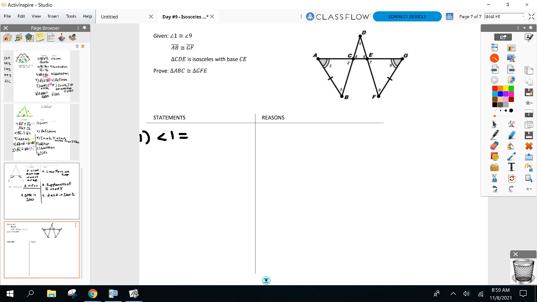Angle 1 is congruent to angle 9. And I even marked it for you. Nice. 1 and 9. I even marked AB congruent to GF. And triangle CDE.